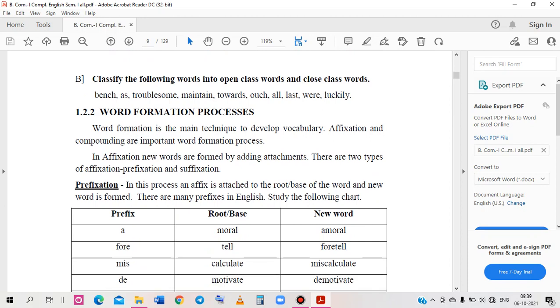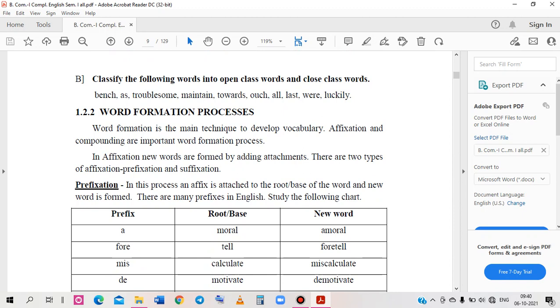Now, the second point is the word formation process. So, how will you form a word? By using prefixes and suffixes. It is a process called prefixation and suffixation. Now let's deal with this. Word formation is the main technique to develop vocabulary. Affixation and compounding are important word formation processes.